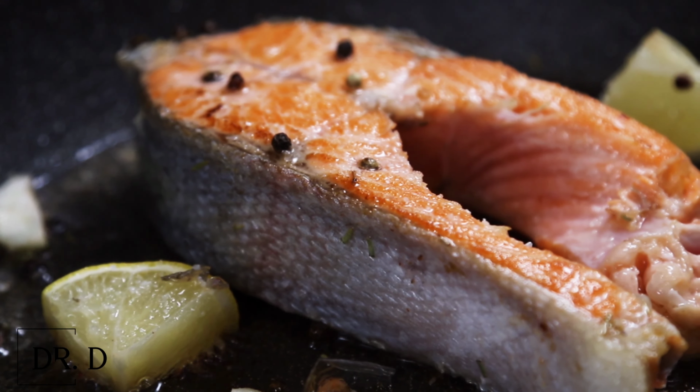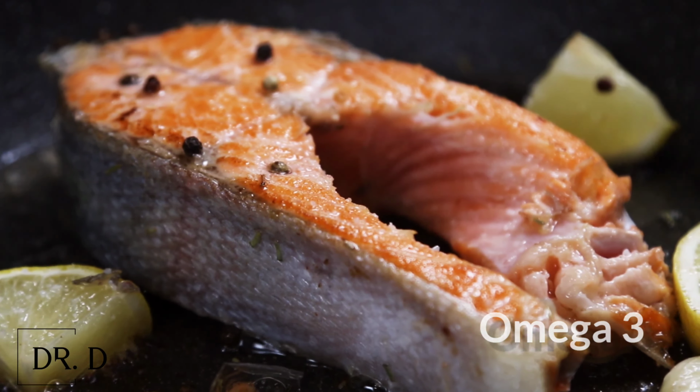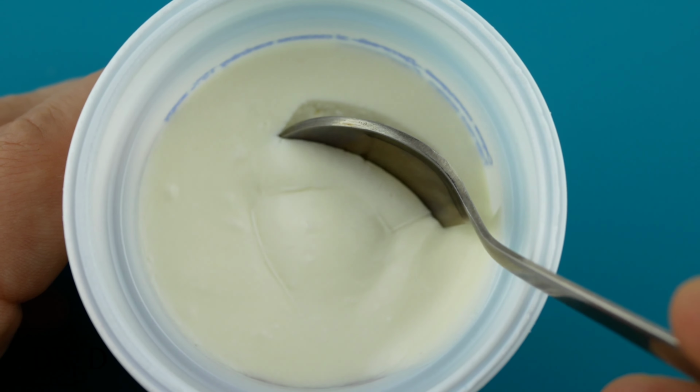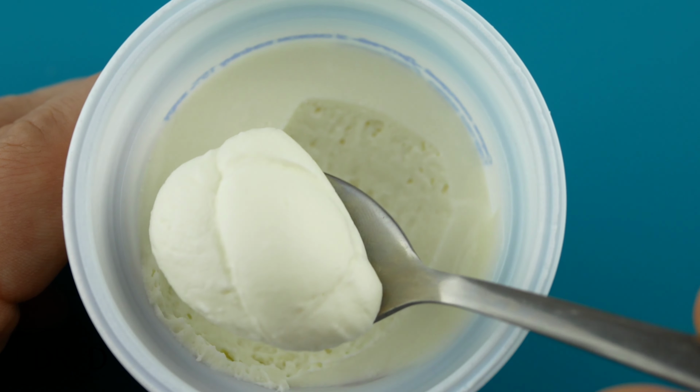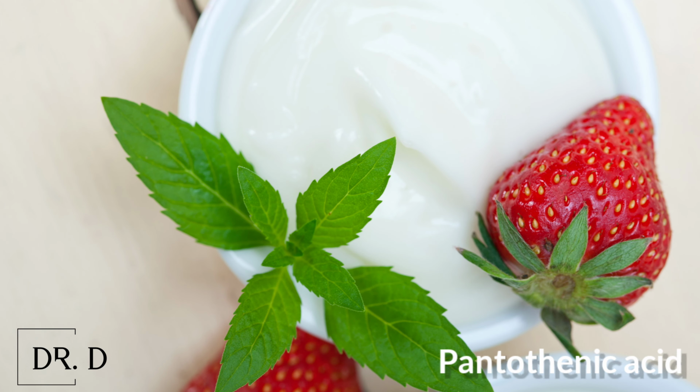Those foods include salmon for shine due to the omega-3 fatty acids. Also Greek yogurt. This is very good for growth and blood flow because it contains B5 or pantothenic acid, which also helps prevent loss.